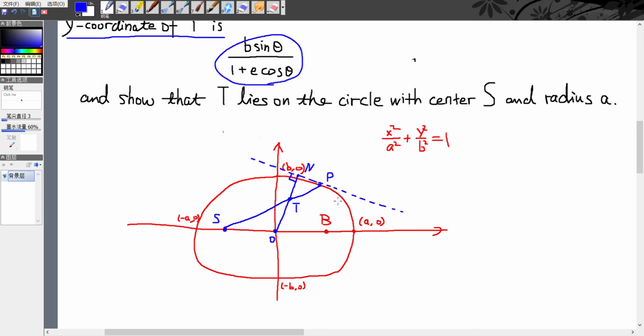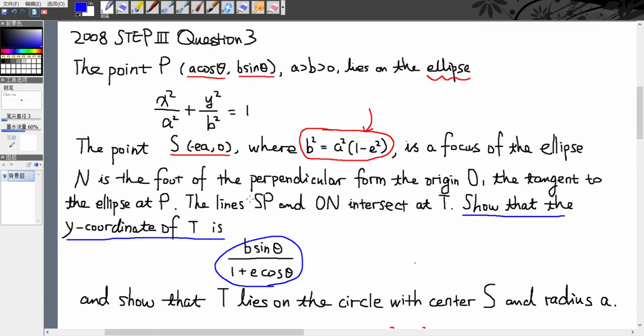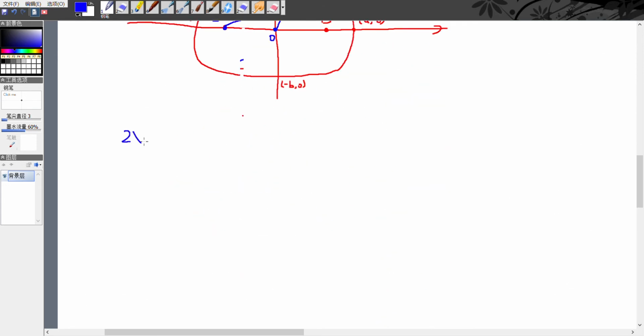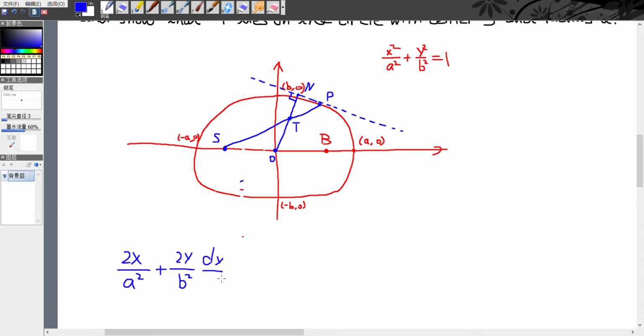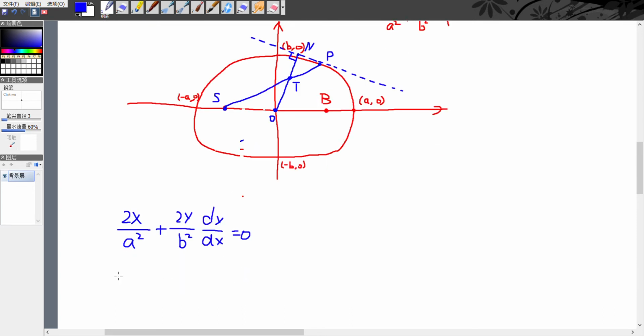Let's find ON first. To find ON, we should find the tangent, so we should find the gradient of this tangent. So let's take the first derivative of this ellipse, which gives us 2x over a squared plus 2y over b squared times dy by dx is equal to 0, which gives us dy by dx is equal to negative b squared over a squared times x over y.